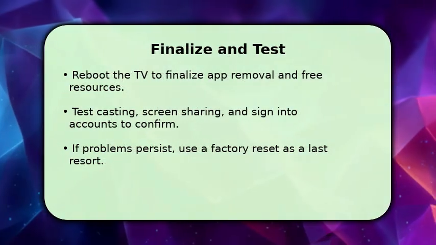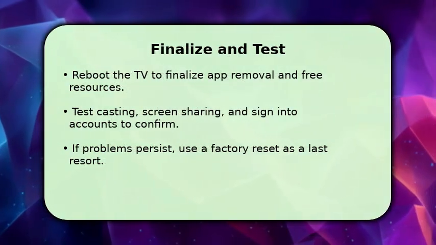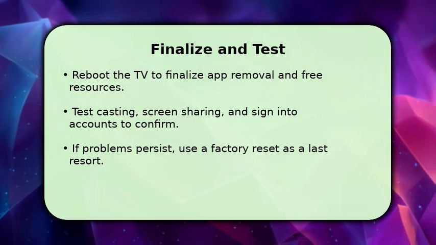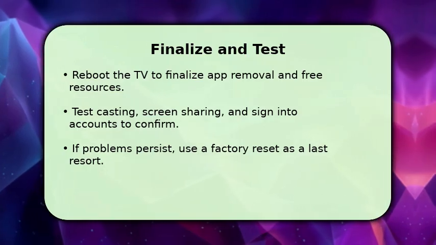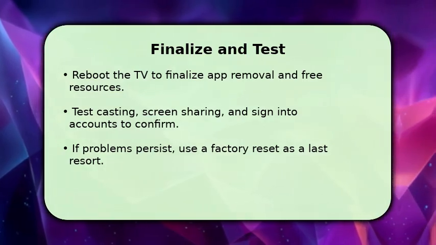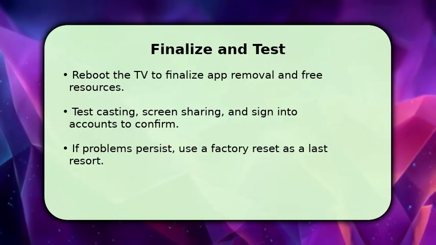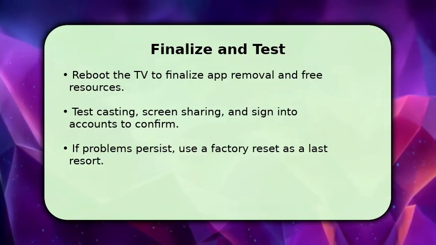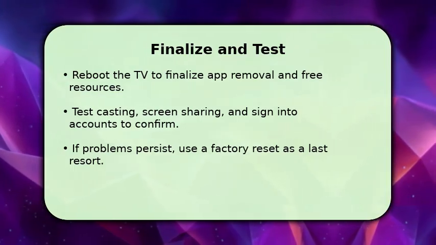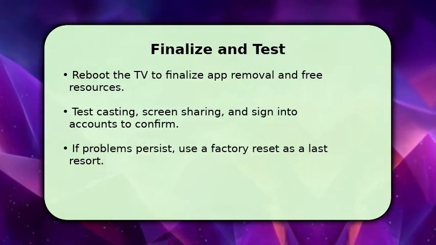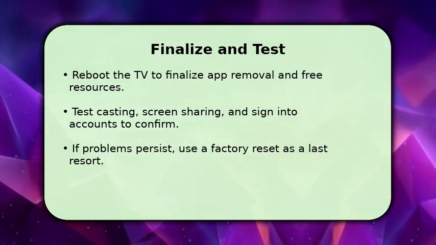Once the app is uninstalled or disabled, reboot the TV to ensure all services are restarted and residual processes are cleared. After reboot, try casting or using the features that previously used Wisdom Share to verify removal. Sign into the same account to check settings have reset. If you still see the service or errors, perform a targeted factory reset only after backing up important settings.